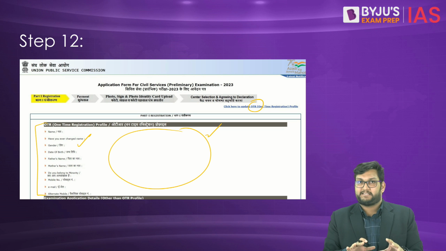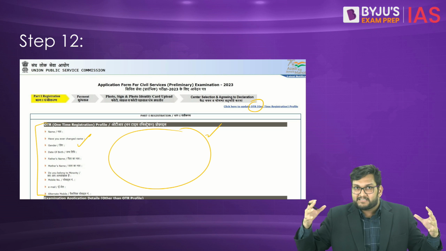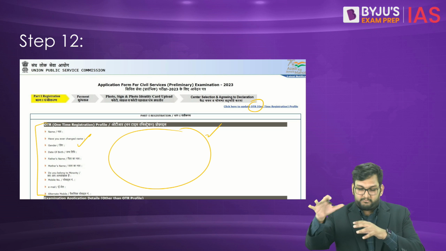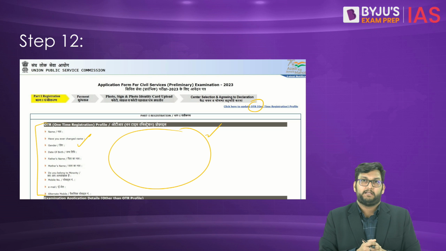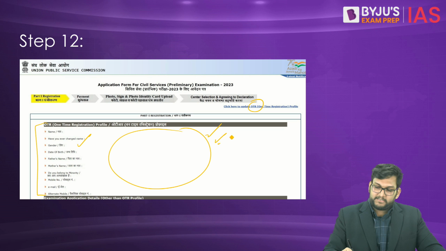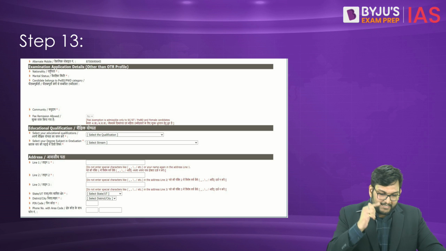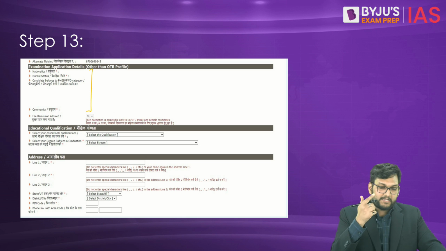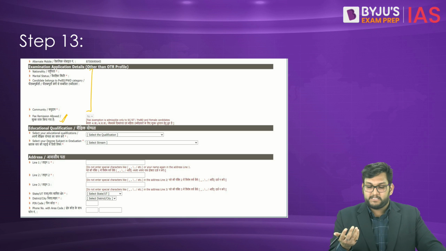This is a very interesting aspect, and this is something in which UPSC is centralizing all the examinations rather than having the cumbersome nature of filling up each and every form separately. In this, it's very easy. This is already filled up, no issues here. Thereafter, you have to just make sure of your nationality, marital status, whether you are allowed fee remission, and your community, which category you are.